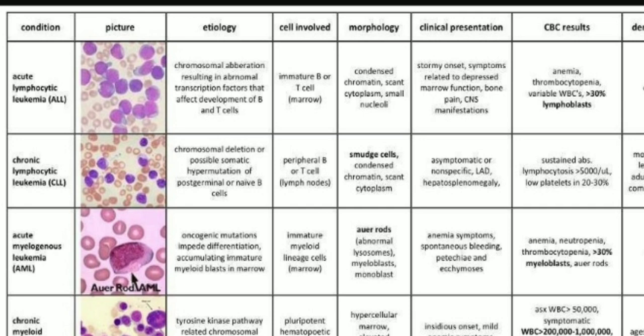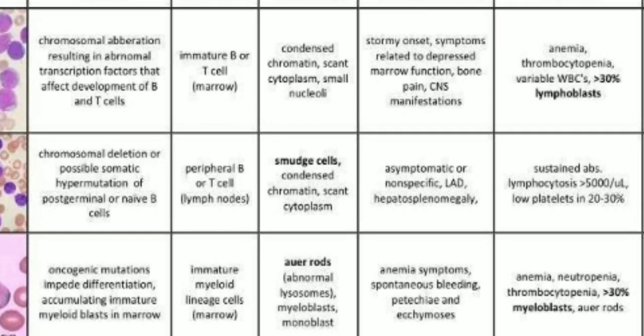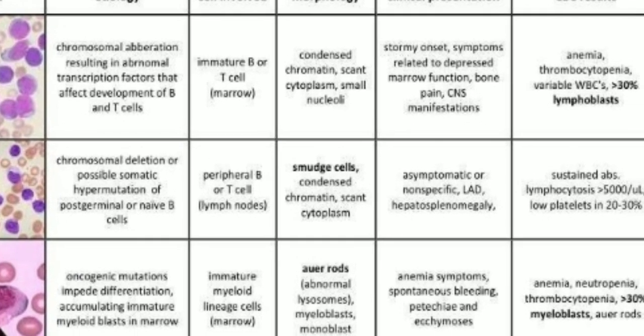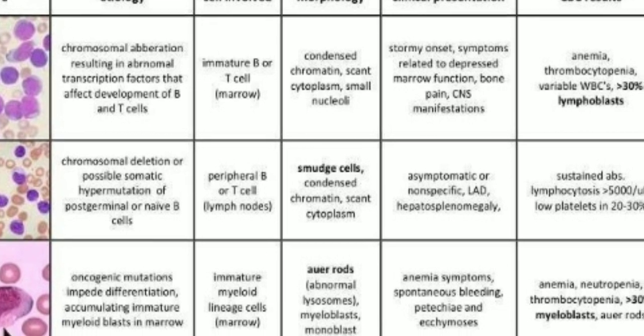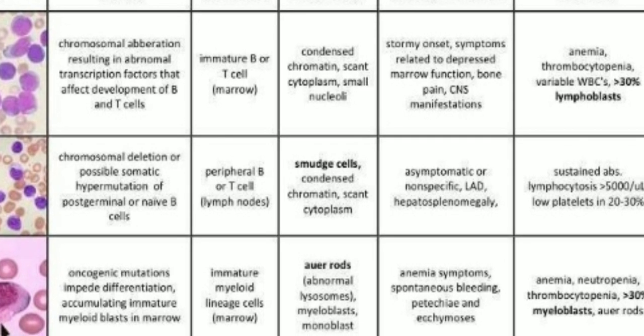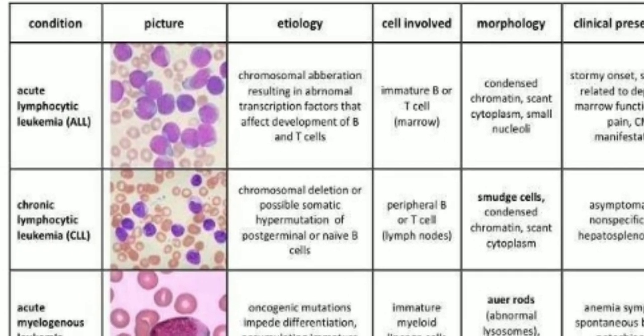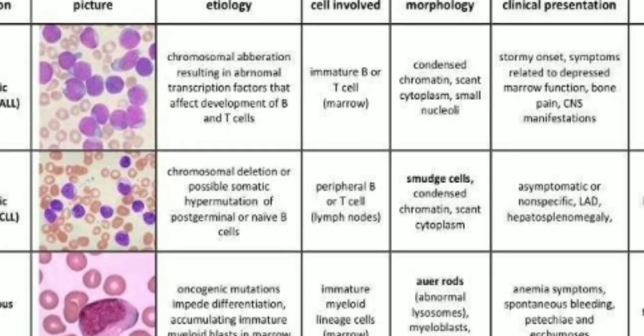When you see the peripheral blood smear, more than 30% of the WBCs in the peripheral blood smear are lymphoblasts. Immature lymphocyte is called a lymphoblast, along with associated anemia, that is reduced RBC count, and thrombocytopenia, reduced platelet count. That is the CBC finding of acute lymphocytic leukemia.